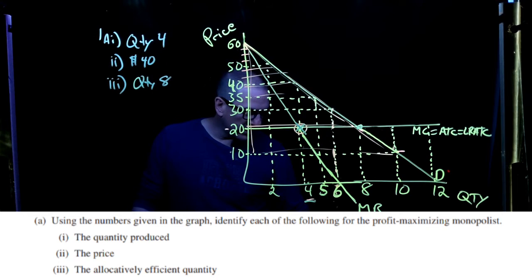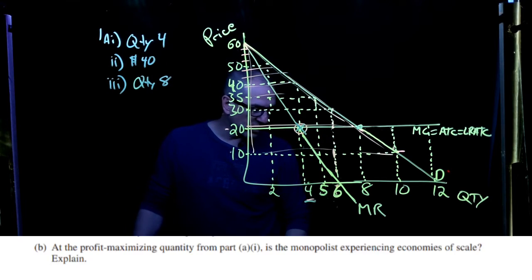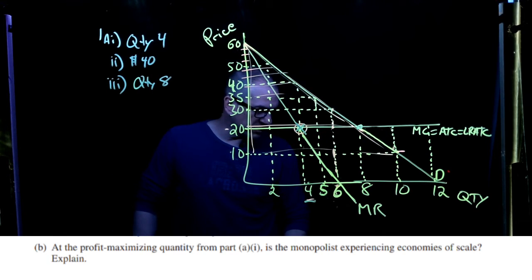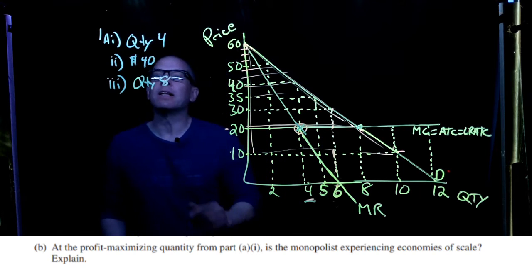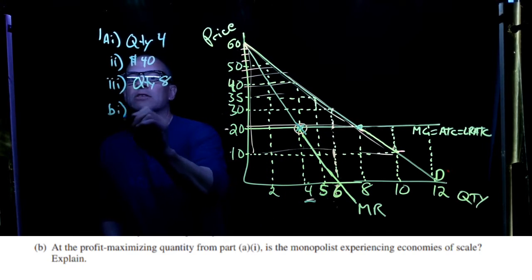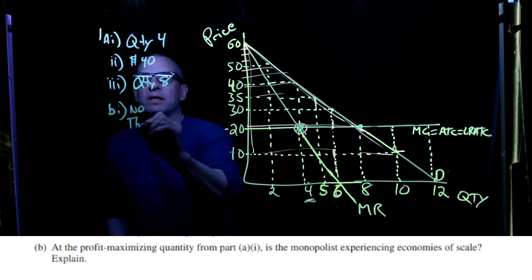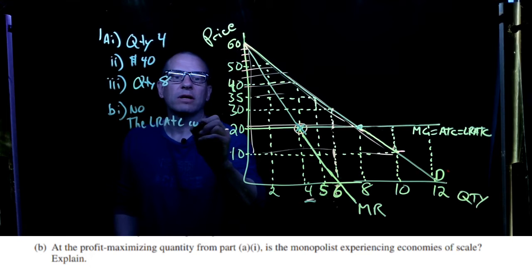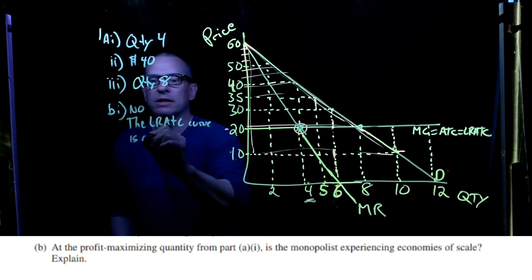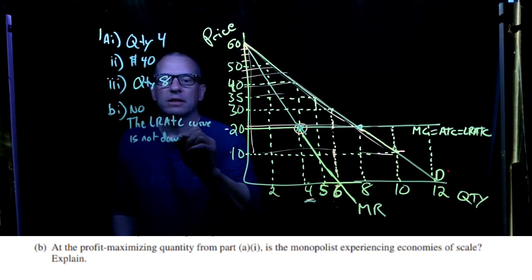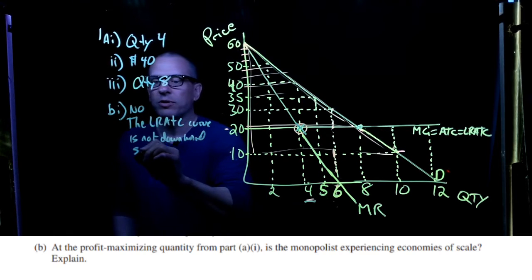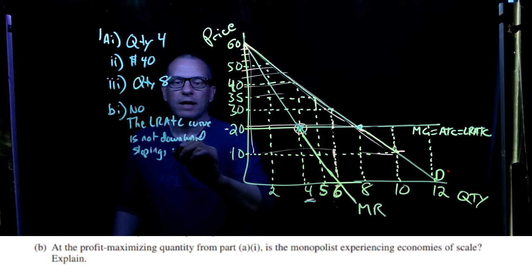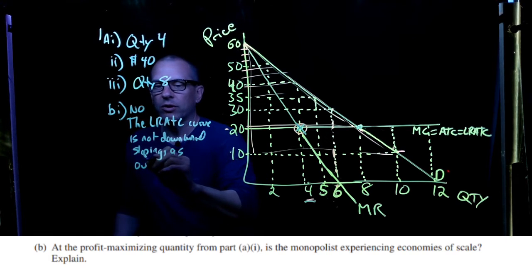For question B, it says at the profit maximizing quantity from part A1, here, quantity 4, is the monopolist experiencing economies of scale? Explain. And the answer is no, because the long run average total cost curve is not downward sloping as output increases.